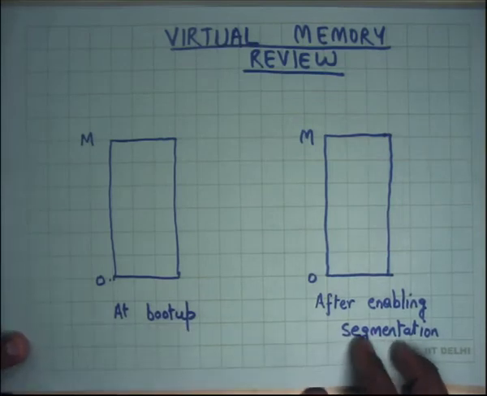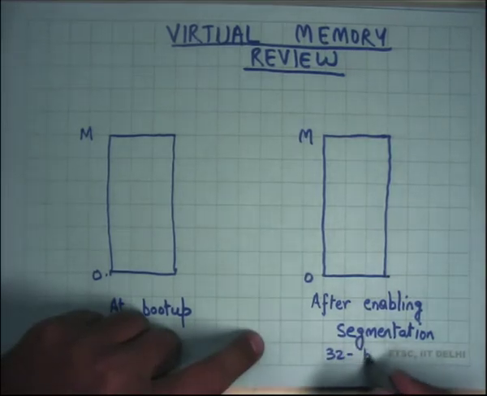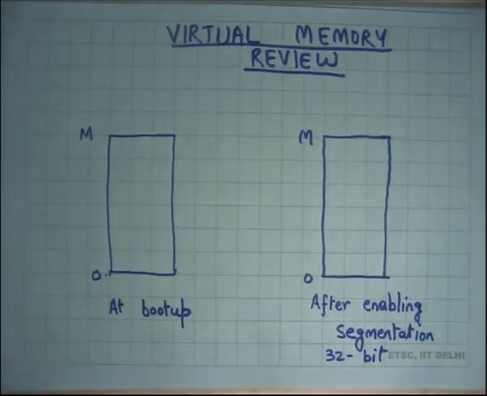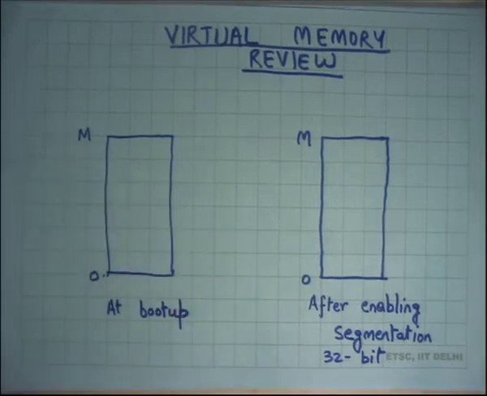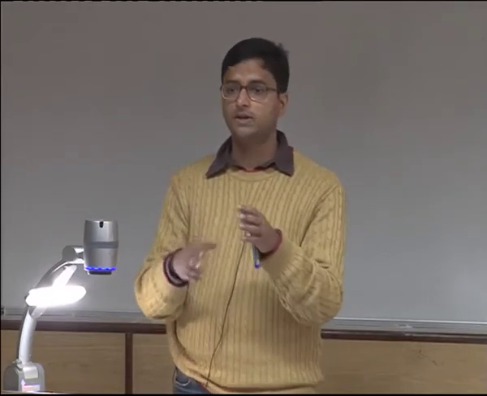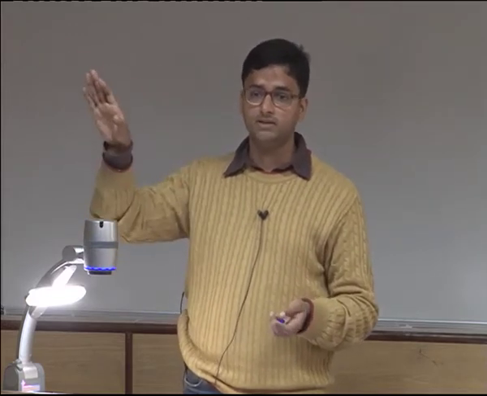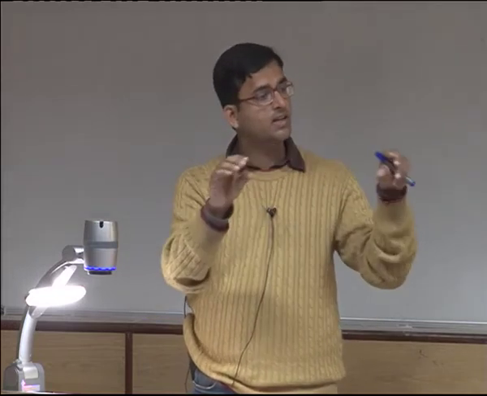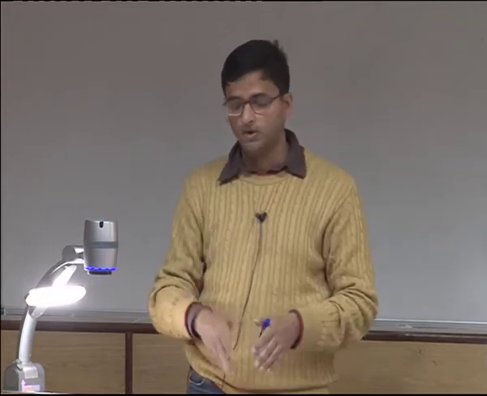Then, as soon as you enable segmentation in 32-bit mode, you initialize a global descriptor table, and you switch to 32-bit mode. The moment you do that, all your addresses are now getting translated through the segment hardware, right? Each instruction has a default segment. For example, if you are just making an access through some register, then the default segment is DS. The instruction itself, the instruction pointer EIP, always goes through CS and all that.